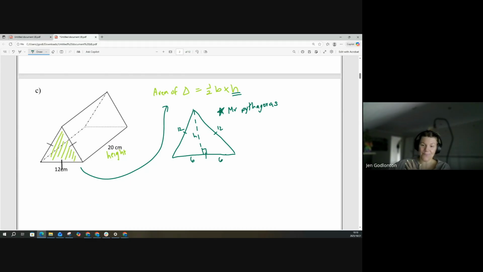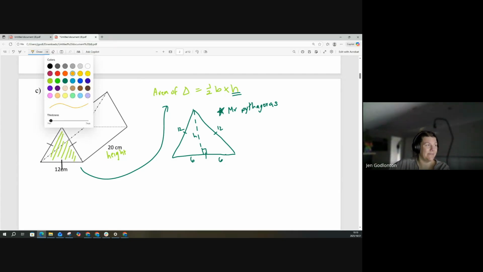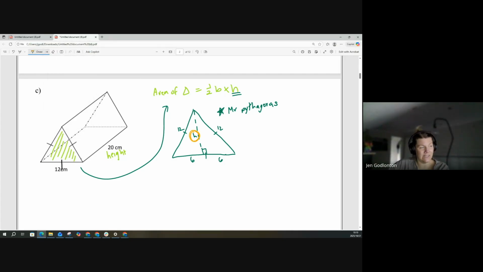Okay. Let's break this down step by step. The first thing that we have to figure out is we have to get this height because we need it for everything, basically. So let's think about our Pythagoras. If we broke this triangle up like this, we've got a height, which we don't know, 12 over there and 6 over here. And remember, Pythagoras is that c squared is equal to a squared plus b squared.